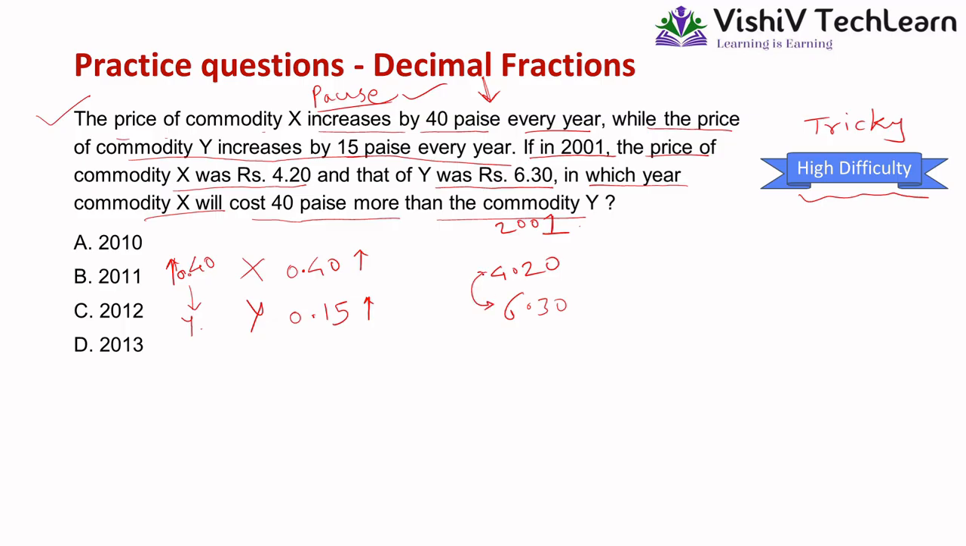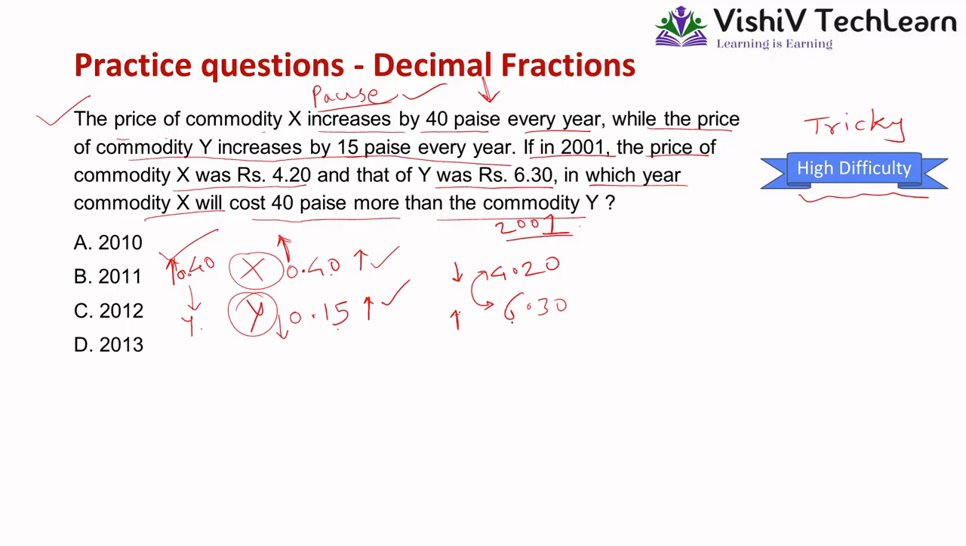Now as of now, if we find the difference between these two, commodity X is lower and Y is higher. Correct? But when we add every year this 40 paise and 0.15 rupees to these two commodities, the price of X will go on increasing and the price of Y will also increase, but at a comparatively lower rate. So in short, X will be increasing at a faster rate. That way, in one of the years, we will reach the condition that commodity X will have 0.40 paise more than Y.